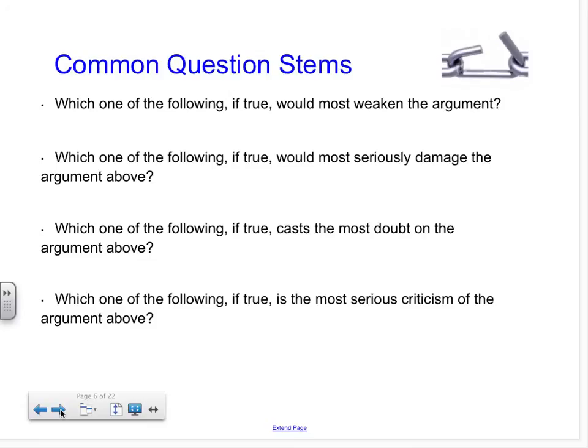Here are some common question stems that you may encounter when doing weakening the argument type questions. Please take a moment to read through the following question stems. Press pause, and when you are ready to continue, press play. We will continue.